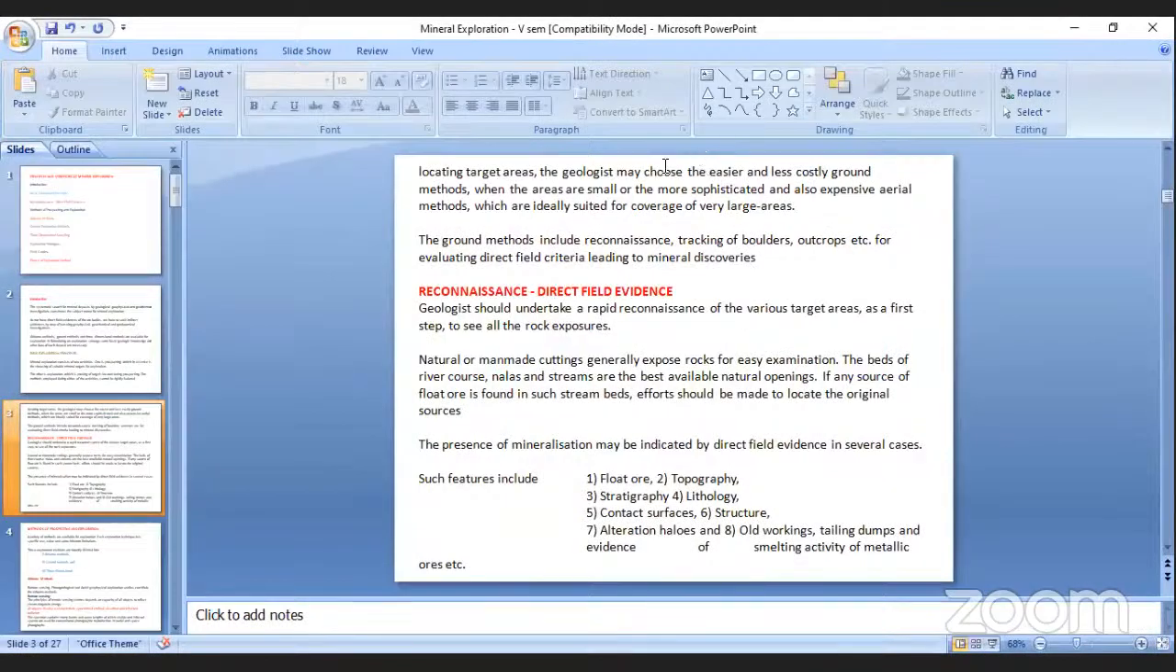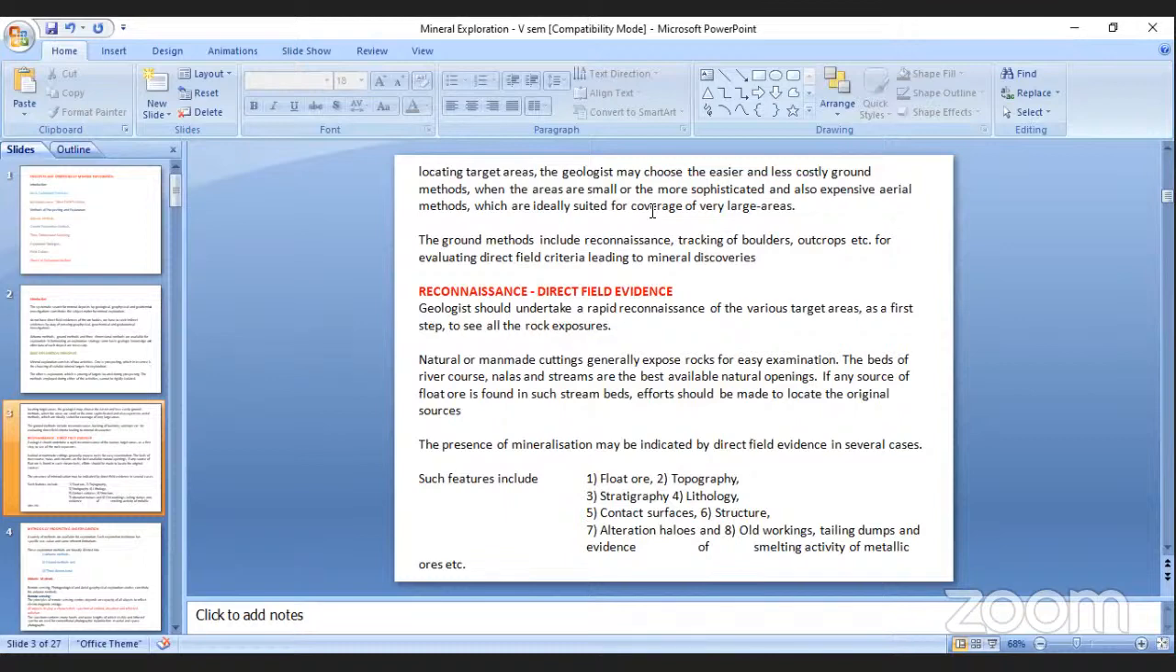GPS, and other tools like, for example, streak plates, chalk, and along with that, magnets. These are all we need.